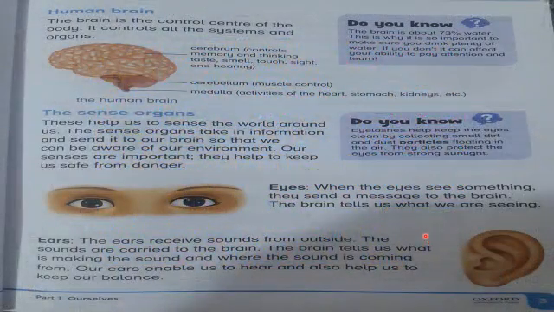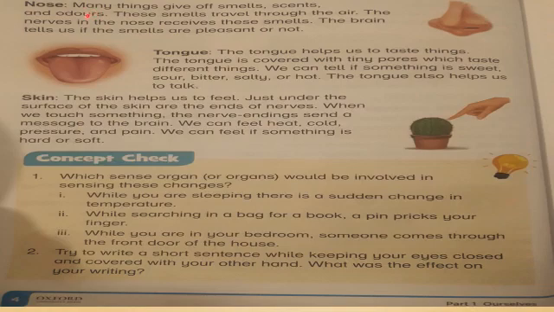Dear student, note down the meanings of important words. Number 1, memory. Memory means things and events stored in the brain. Environment means everything around us. Message means information. Balance means stable. Odors mean smells. Pores mean small holes.